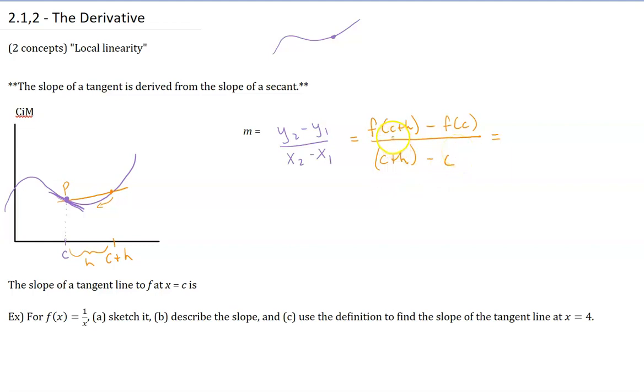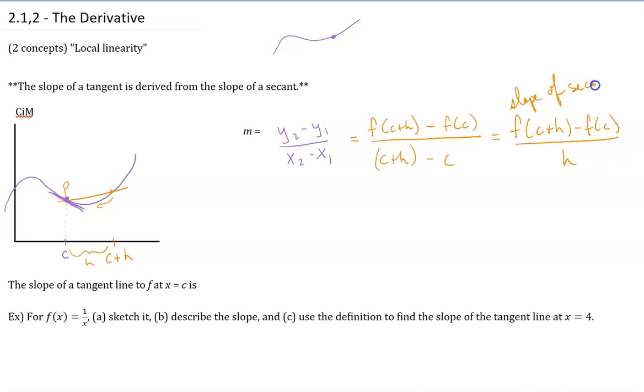Now, this is important. With function notation, we cannot make this f of h. F of c plus h minus f of c is not f of h. Those stay separate, so f of c plus h minus f of c is our numerator. Now c plus h minus c, we can cancel out those c's and we get an h. So this right here is the slope of the secant line.